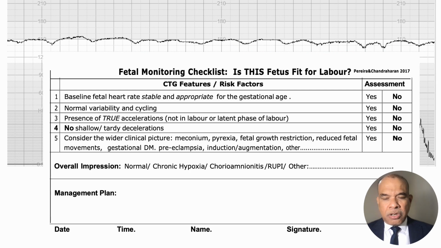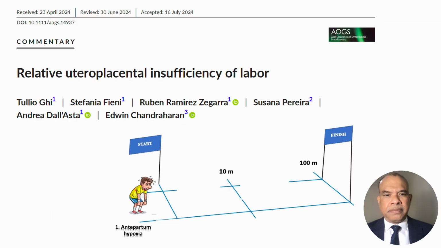So in the guideline tool, in part 2 of the presentation, we'll be going through these tools and how to apply these tools in real life. But this is just to give you a flavor in part 1, so you can see if you have used the tool which is in the guideline, the fetal monitoring checklist, to ask, is this fetus fit for labor? You would have said the baseline is not appropriate for gestational age, there is no normal variability and cycling, no accelerations, there are shallow decelerations, and therefore your diagnosis is chronic hypoxia.